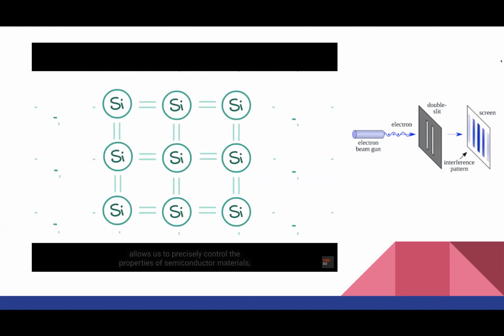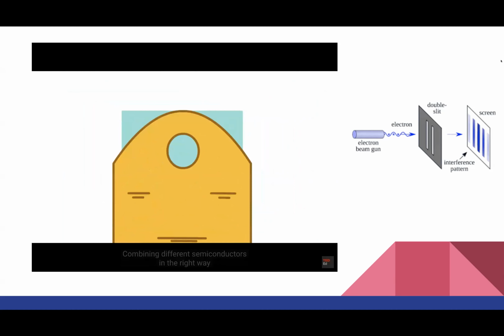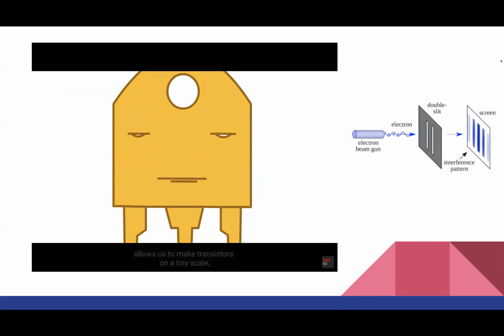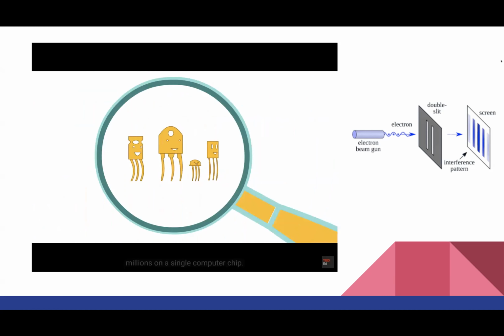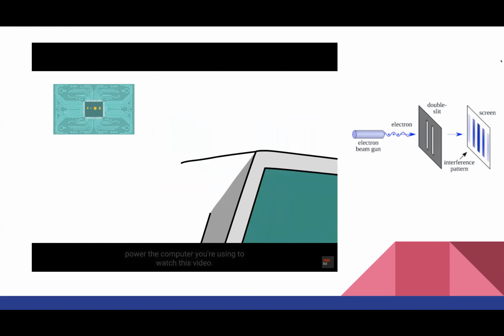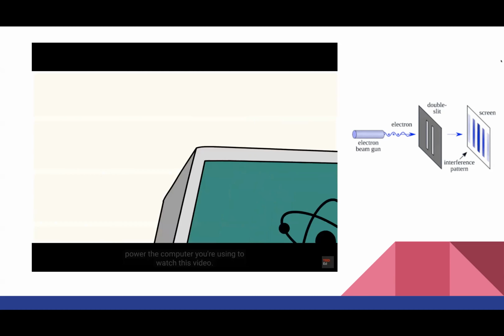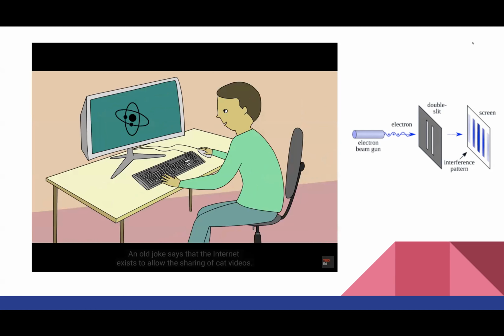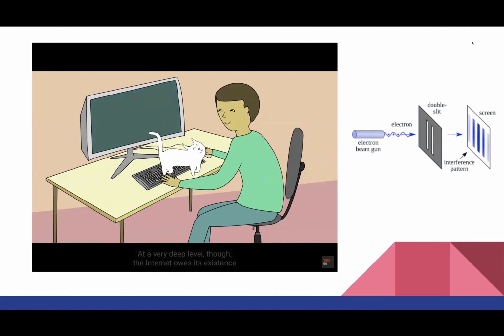Understanding how electrons are shared among atoms allows us to precisely control the properties of semiconductor materials like silicon. Combining different semiconductors in the right way allows us to make transistors on a tiny scale, millions on a single computer chip. Those chips and their spread out electrons power the computer you're using to watch this video. An old joke says that the internet exists to allow the sharing of cat videos. At a very deep level, though, the internet owes its existence to an Austrian physicist and his imaginary cat.